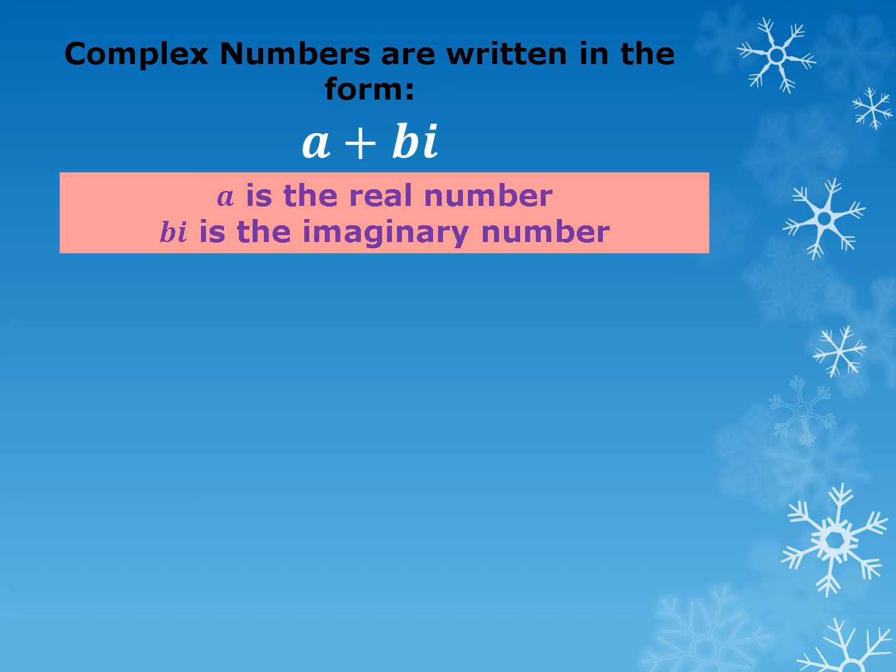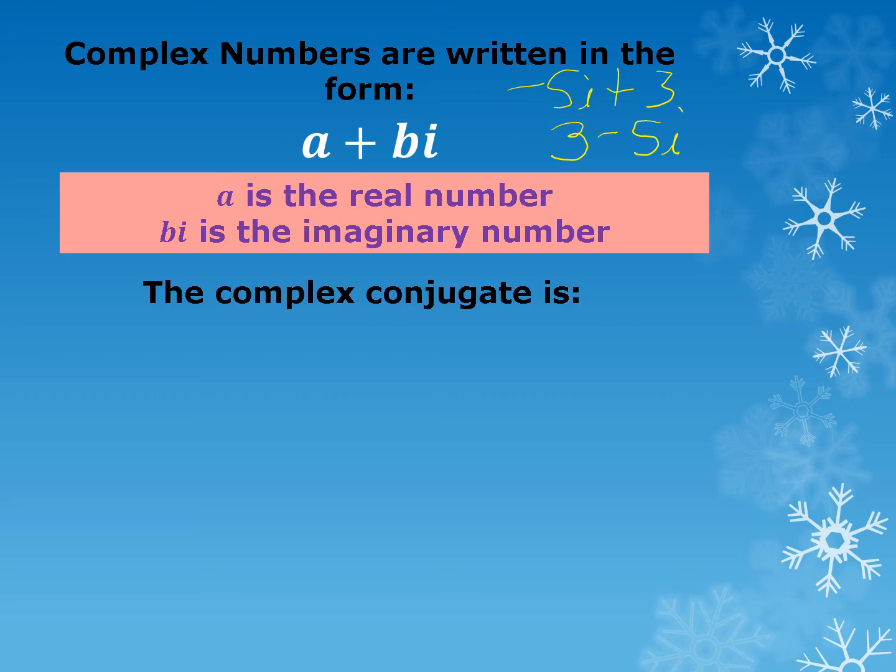For example, if I gave you minus 5i plus 3, the first thing you would want to do before you do anything else is flip it around to write it as 3 minus 5i. And we're going to see why that's super duper important here in just a second. If we give you a complex number that's not in the proper form, the first thing you need to do is flip it around so that it is in the proper form. And here's why. We're going to talk about forming the complex conjugate.